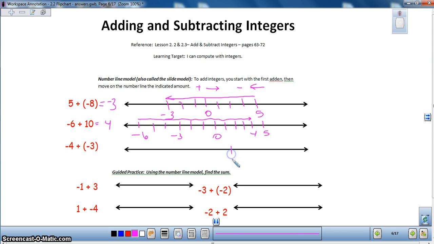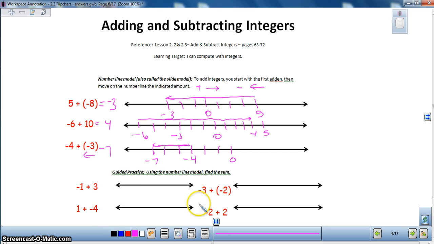Negative 4 is our start point in the last one. So we're going to start at negative 4. When you start at negative 4, we are then going to add negative 3. Negative tells us go to the left. So we're going to go to the left 3, which means we're going to go down 1, 2, 3. From negative 4, 1, 2, 3 takes us to negative 5, negative 6, negative 7 for our solution.